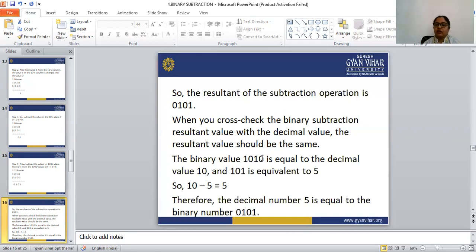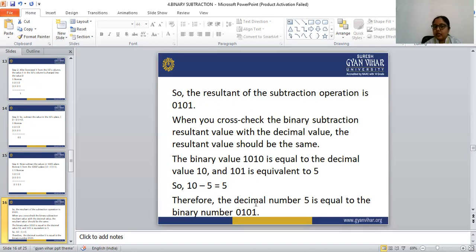So the binary value 1010 is equal to the decimal value 10. The binary number 1010 is equal to 10 in decimal. 101 is equivalent to 5. So our question is 1010 minus 101. In the place of 1010, I have written 10, and in the place of 101, I have written 5. So 10 minus 5 is equal to 5.